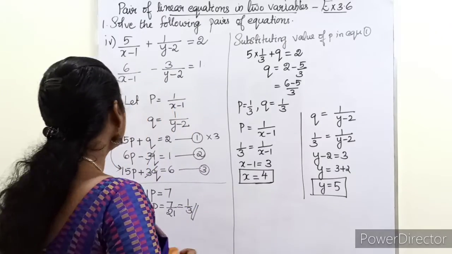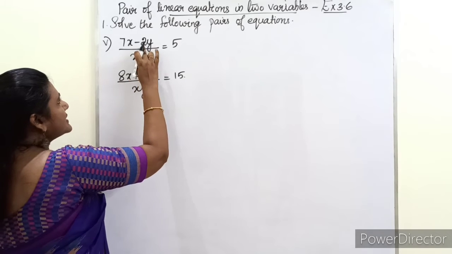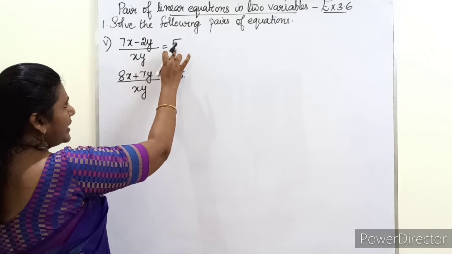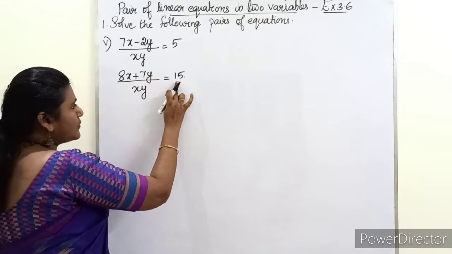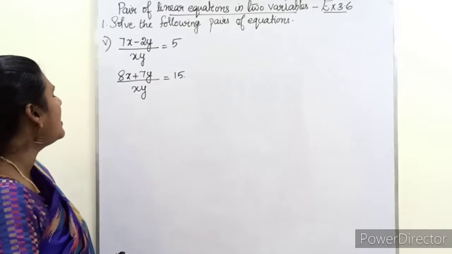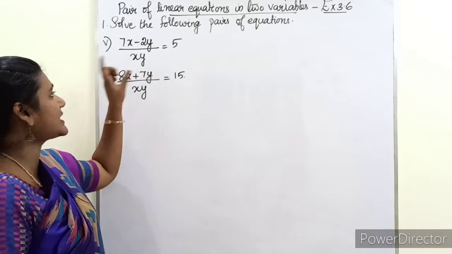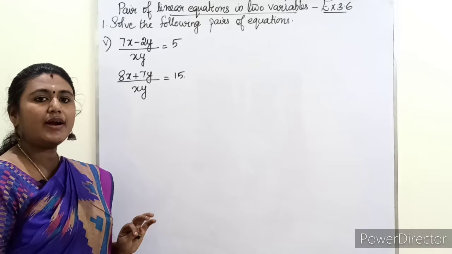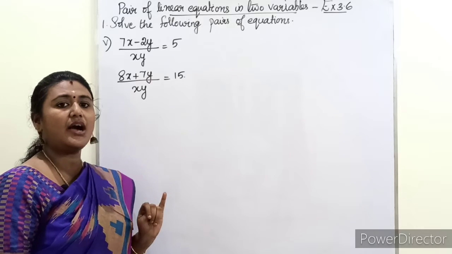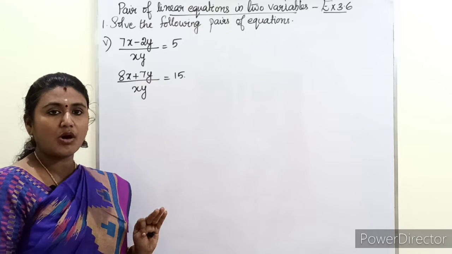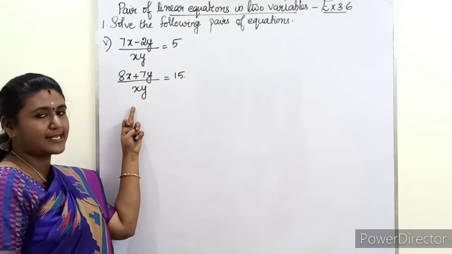Now fifth one. So question number 5, (7x minus 2y) the whole divided by xy equal to 5. (8x plus 7y) the whole divided by xy is equal to 15. So here in this question, if you see, it is different from other questions. Here we have an xy term also, but we don't want the xy term because in the standard form of a linear equation we have x term, y term and constant term. There is no xy term. So how to remove this xy term?